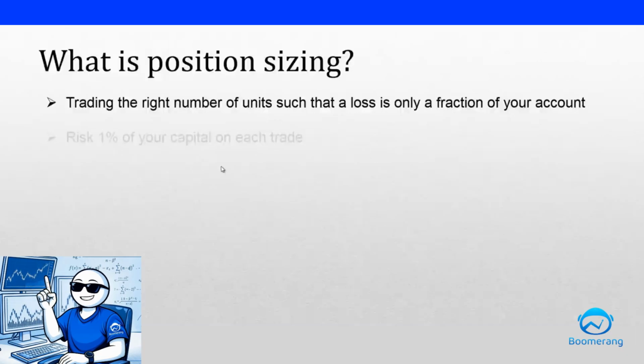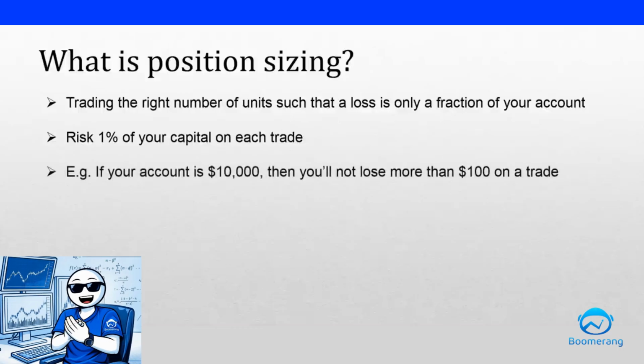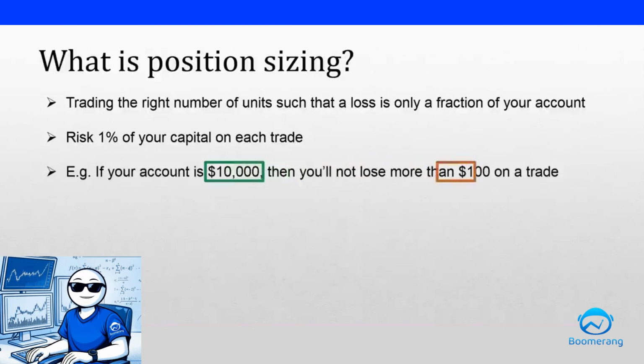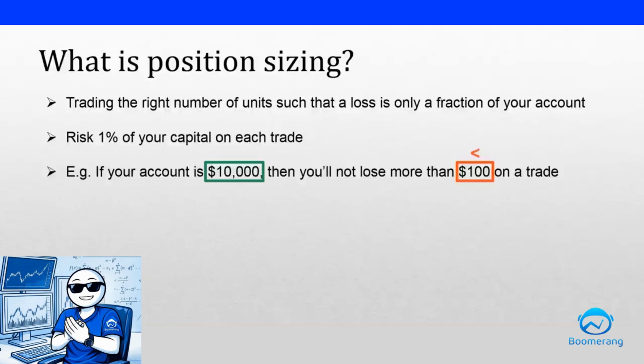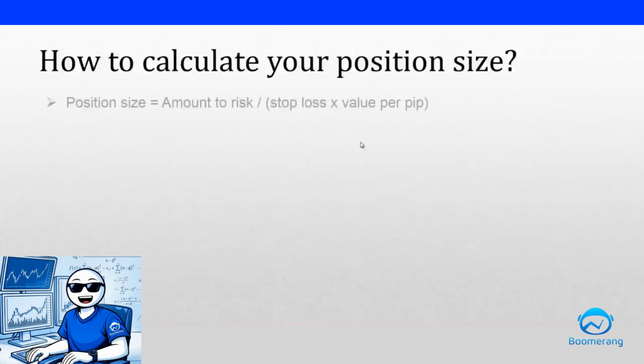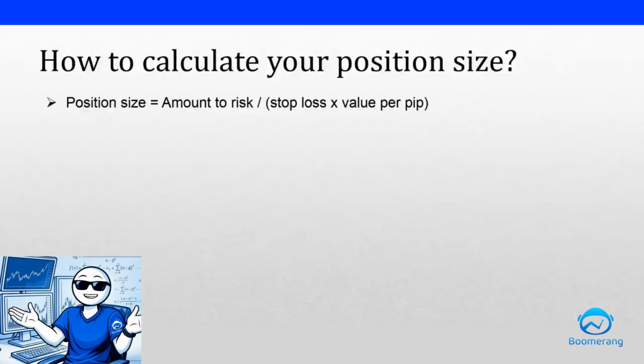As a general guideline, I usually advocate not to lose more than 1% of your trading account on each trade. For example, if your account is a $10,000 trading account, 1% of 10,000 is $100. This means every trade you put on, you should not lose more than $100 on each trade. Now this brings us to the question, how do we calculate it in such a manner where you will not lose more than $100 on each trade? To do that, you need to know a few things. This is kind of like the secret formula: position size is equal to the amount to risk, the amount of dollars that you're willing to risk, divided by your stop loss multiplied by value per pip.